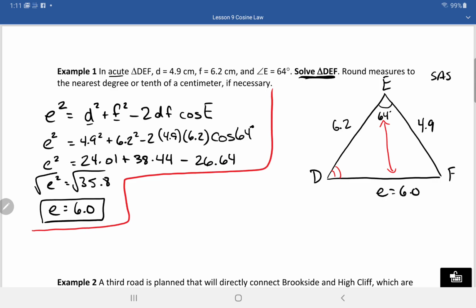So this is a good recap of last week's where we did sine law. We're going to do that again. Since we're solving an angle, we're going to go angles on top. So sine of D pairs up with 4.9. And the pair that we know is the capital E and lowercase e. So we've got to go sine 64 pairing up with 6.0. Bring 4.9 up so we can get sine D by itself.